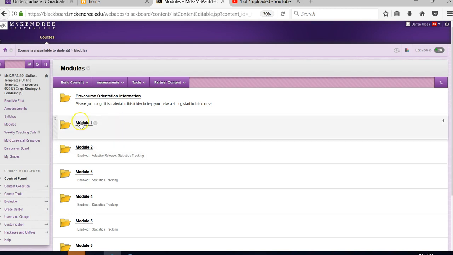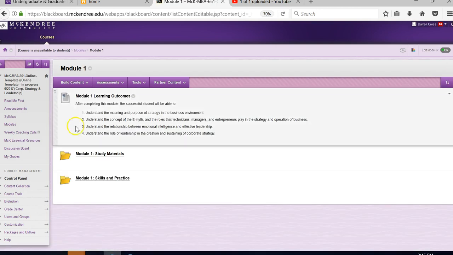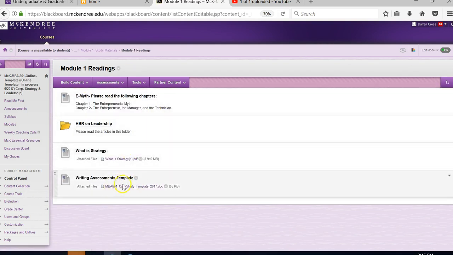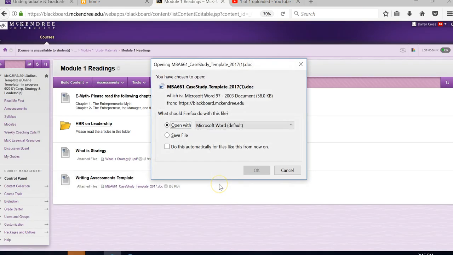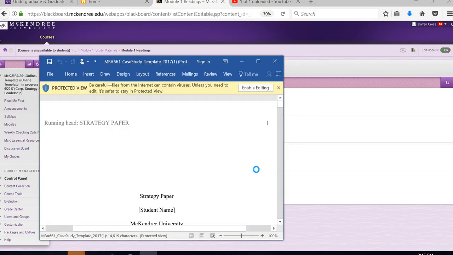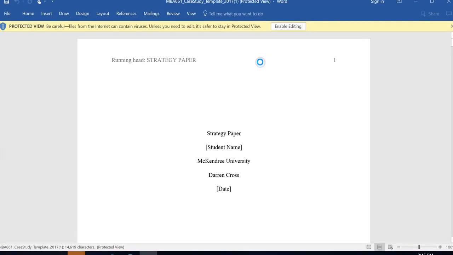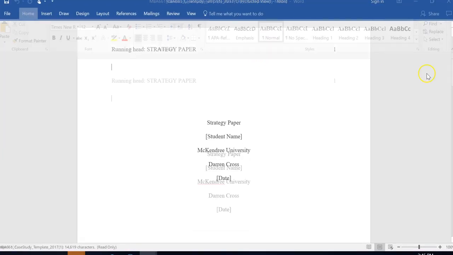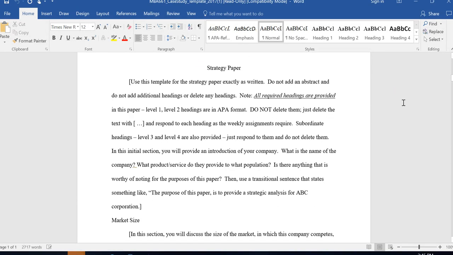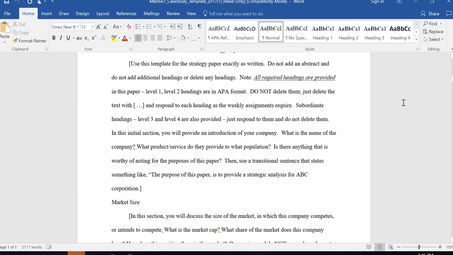If you go into Module 1, then Study Materials and Module 1 Readings, you'll see this template here, and that's the template we're going to use throughout the entire course. You've already been through the template video, so you know how we're going to manage this, but I wanted to tell you exactly what we're looking for in this first assessment.